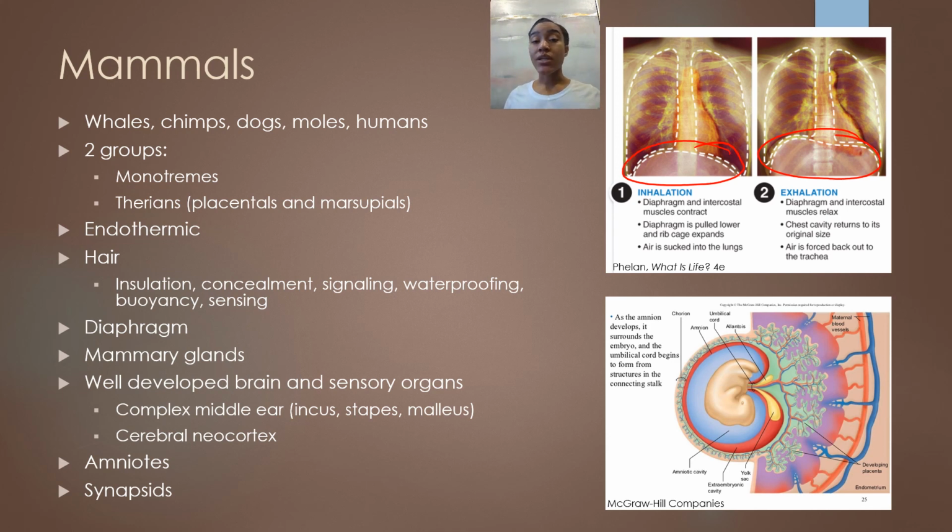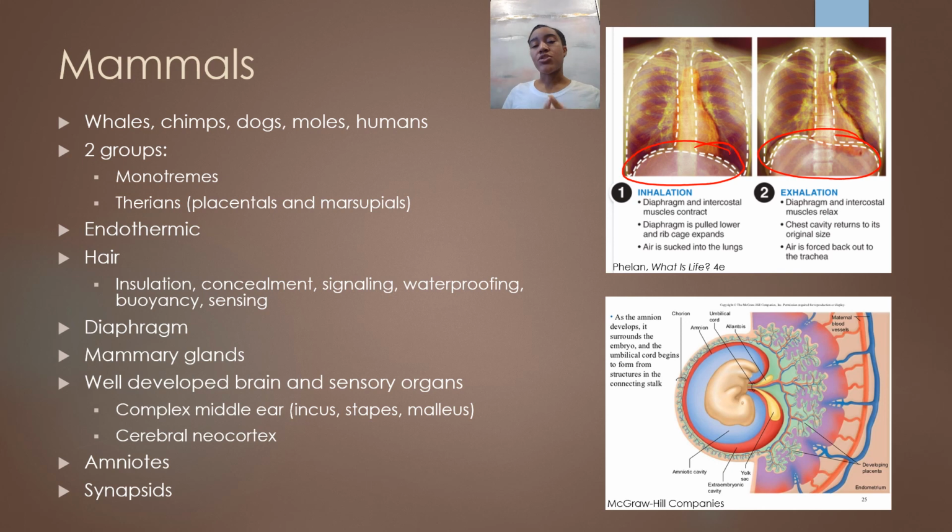Mammals also have mammary glands, which is unique to us. We produce milk to feed our young, and all mammals can do this to some degree. Mammals have well-developed brains and sensory organs. This allows us to be very good predators, as well as to escape from predators in the case of prey. We have a unique structure of our brain called the neocortex, which is seen in no other group of vertebrates. And we also have a more complex middle ear than all other vertebrates.